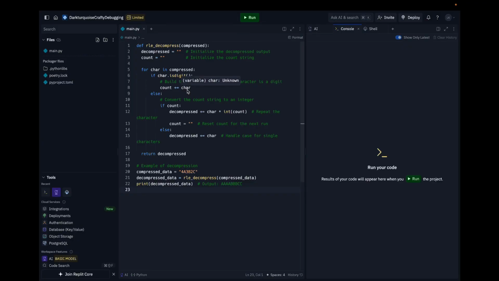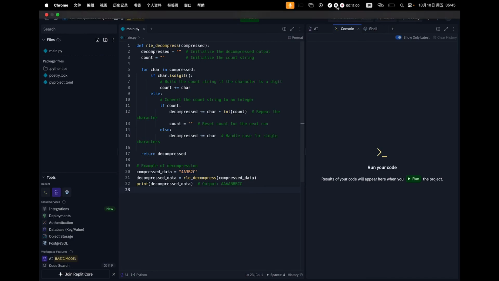For example, 12A. If the character is not a digit, it checks whether a count is stored. If the count is not empty, it converts the count to an integer and appends the corresponding character repeated that many times to decompress, and then it resets the count for the next character. And if the count is empty for a single character, it simply appends the character.